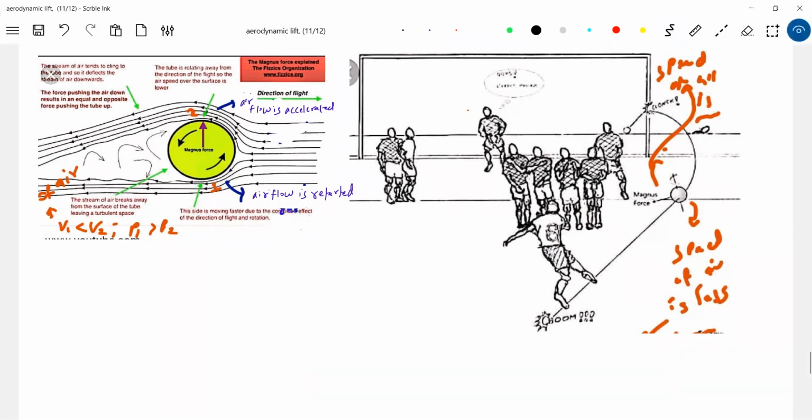Okay, this one. Why will that airflow be retarded? The spinning ball, what happened? Definitely the tangential velocity of this particular spinning ball will retard, no? Say somebody is moving opposite to you, what happens? You will try to push it. So here this particular point of the ball will try to push the air. Therefore, the velocity of air will decrease. Airflow is retarded, we'll say.